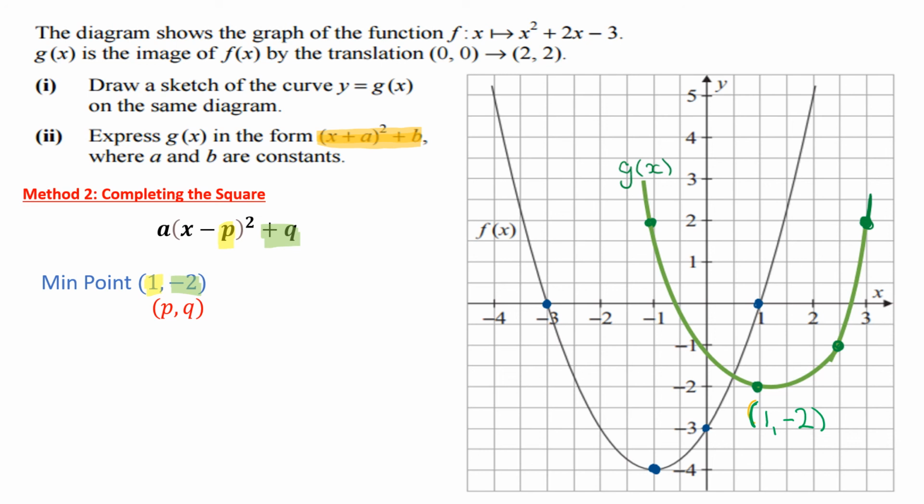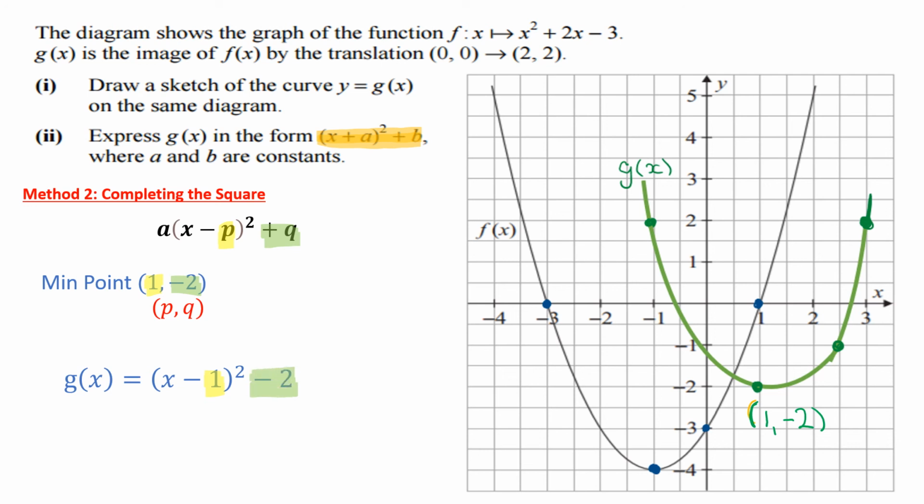There is no a because we can see from what I've highlighted in orange above, there is no coefficient. So actually we can write g of x straight down as x minus 1. So that's the x coordinate of the minimum point. And then minus 2, that's the y coordinate of the minimum point. So there's my minus 2. And actually that's it.